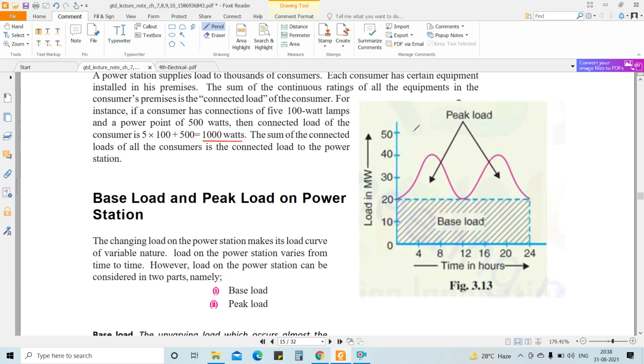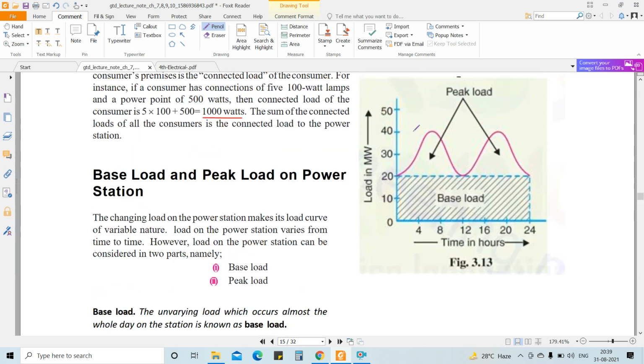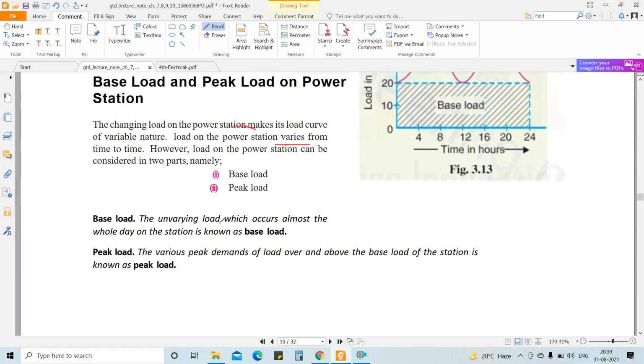Then the next part is the base load and peak load on a power station. What do you mean by base load and peak load? The changing of load on the power station makes its load curve variable. Load on the power station varies from time to time, obviously. So how do you decide which one is peak load and which one is base load? Base load means the unvarying load which occurs almost the whole day on a station, and peak load means the various peak demands of load over and above the base load of the station.